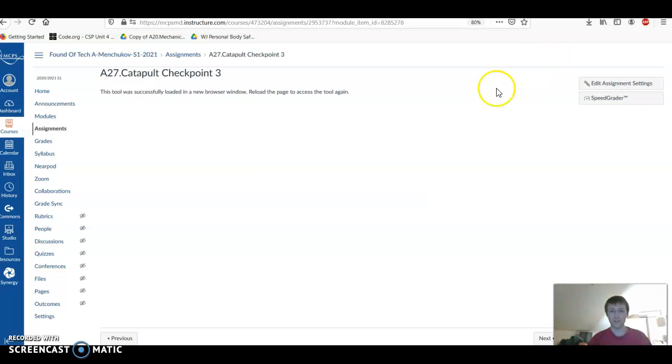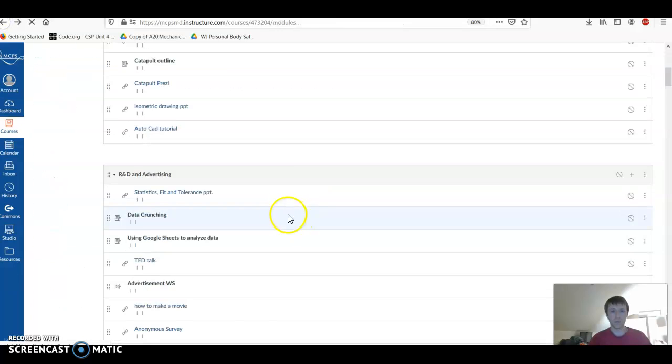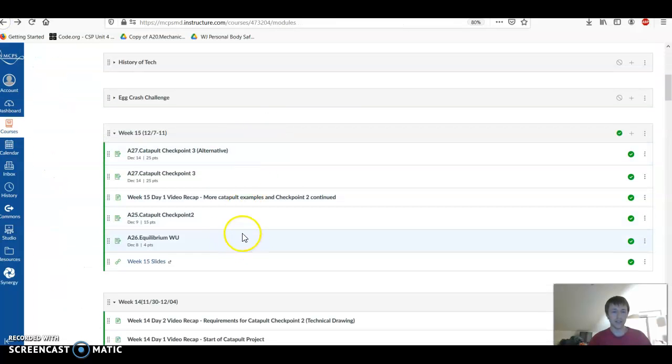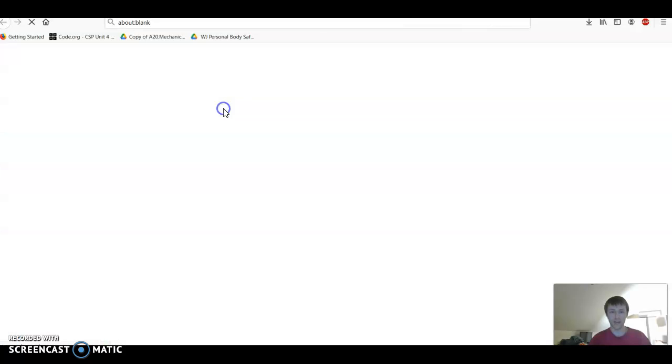Now, suppose you don't have any materials. What do you do then? Well, in that case, I have a different alternative version of checkpoint 3 for you. Let's look at that one. That one is also very straightforward.